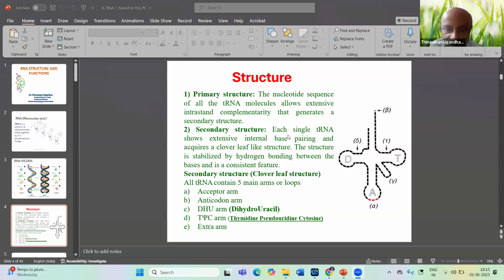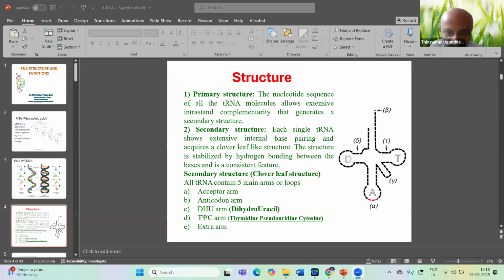Each single tRNA shows extensive internal base pairing and acquires a clover leaf-like structure. It is stabilized by hydrogen bonding between the bases and is a consistent feature of the clover leaf-like structure of the primary RNA structure.